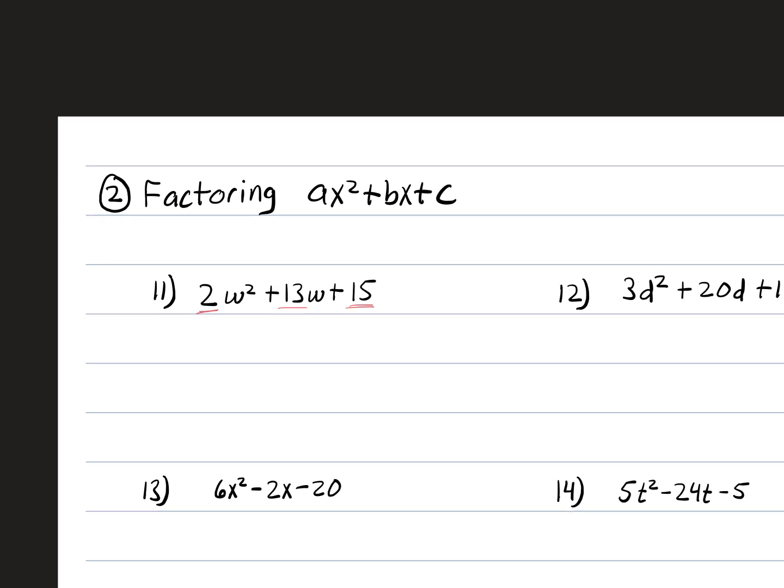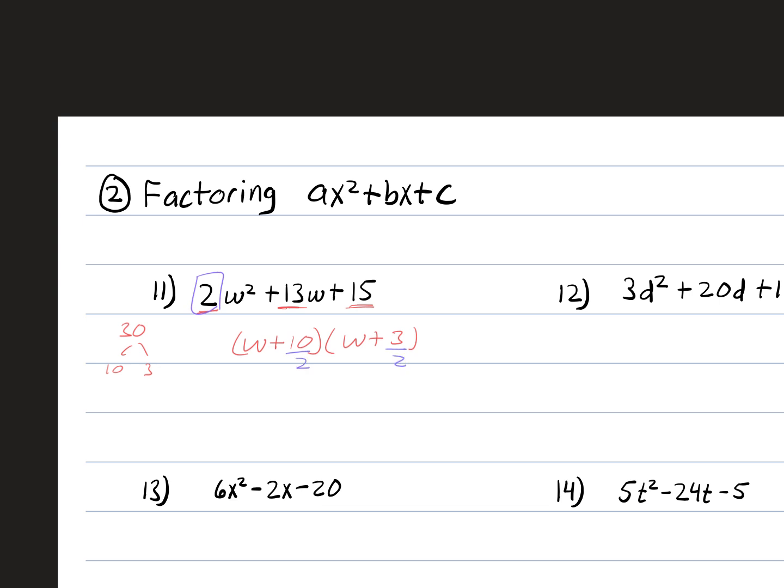So 2 times 15 is going to get you 30. All right, and then you're going to look for factors of 30 that add to 13. That's going to be 10 and 3. All right, 10 plus 3 is going to get you 13. So from here, you can set it up the same way that we did before and do w plus 10, w plus 3. The only difference here is that if you have something in front of your square term, that's what you want to divide each of your terms by.